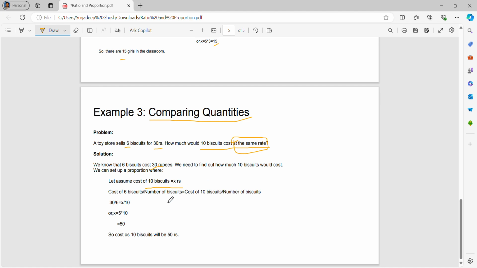So the basic proportion rule: cost of 6 biscuits divided by number of biscuits equals cost of 10 biscuits divided by number of biscuits. Cost of 6 biscuits is in rupees, and the cost of 10 biscuits is also in rupees, and the rupees units cancel out, so the units are the same and we can equate them.